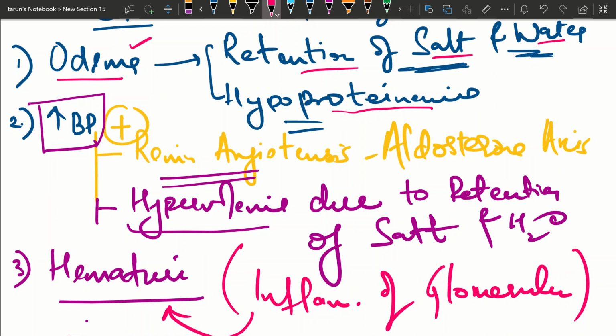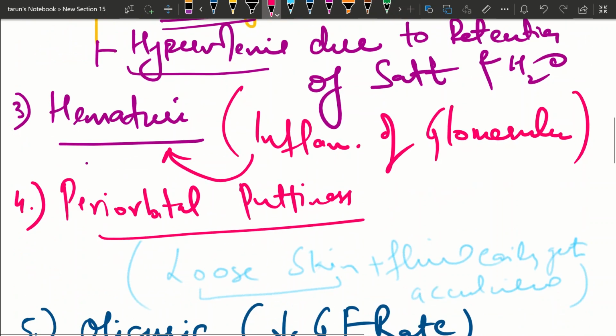Our patient suffers from hypertension because in their body there is activation of the renin-angiotensin-aldosterone axis. This system gets activated, and also because of the hypervolemia, which is due to the retention of salt and water, it ultimately leads to high blood pressure. Also this patient has red color urine or hematuria, and it occurs because their glomeruli are inflamed. There is damage to the glomeruli which causes the hematuria.